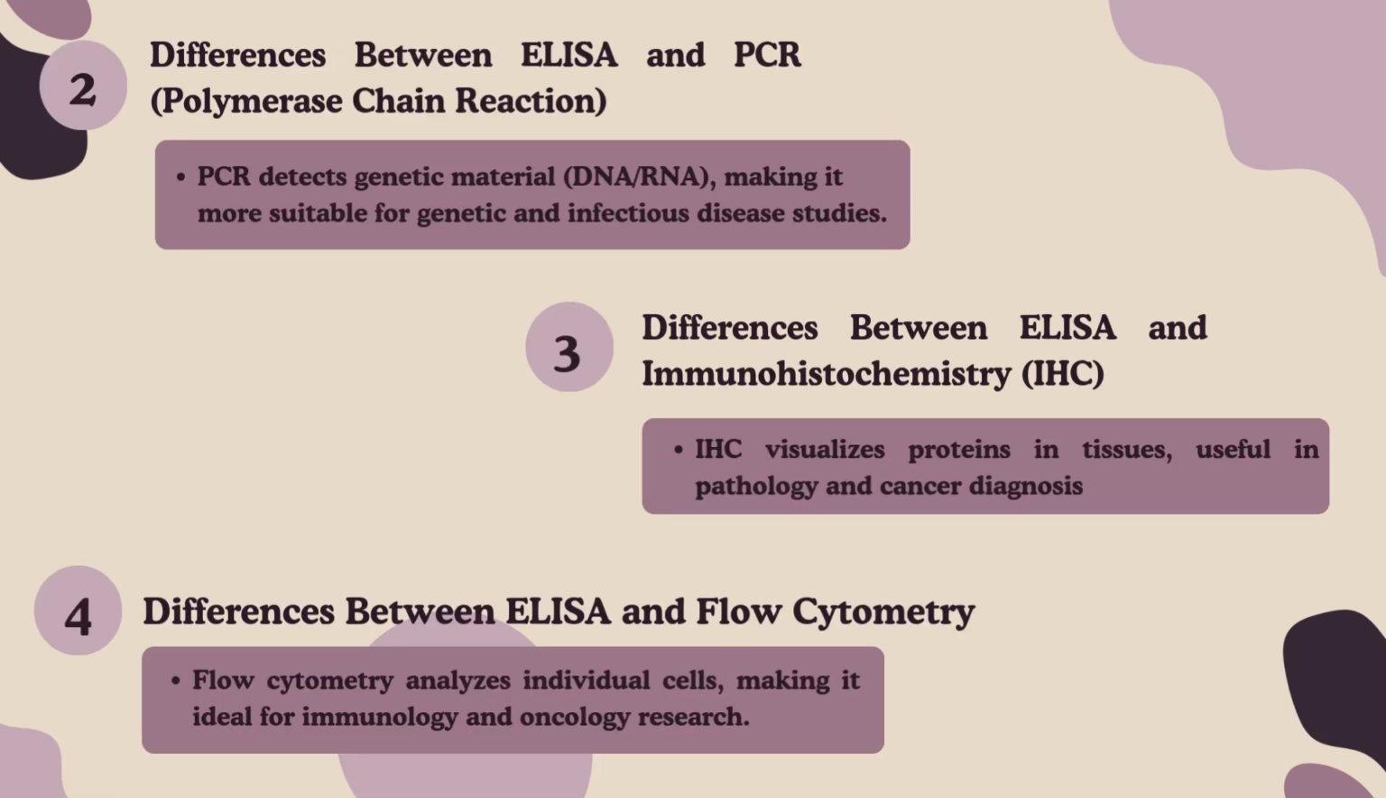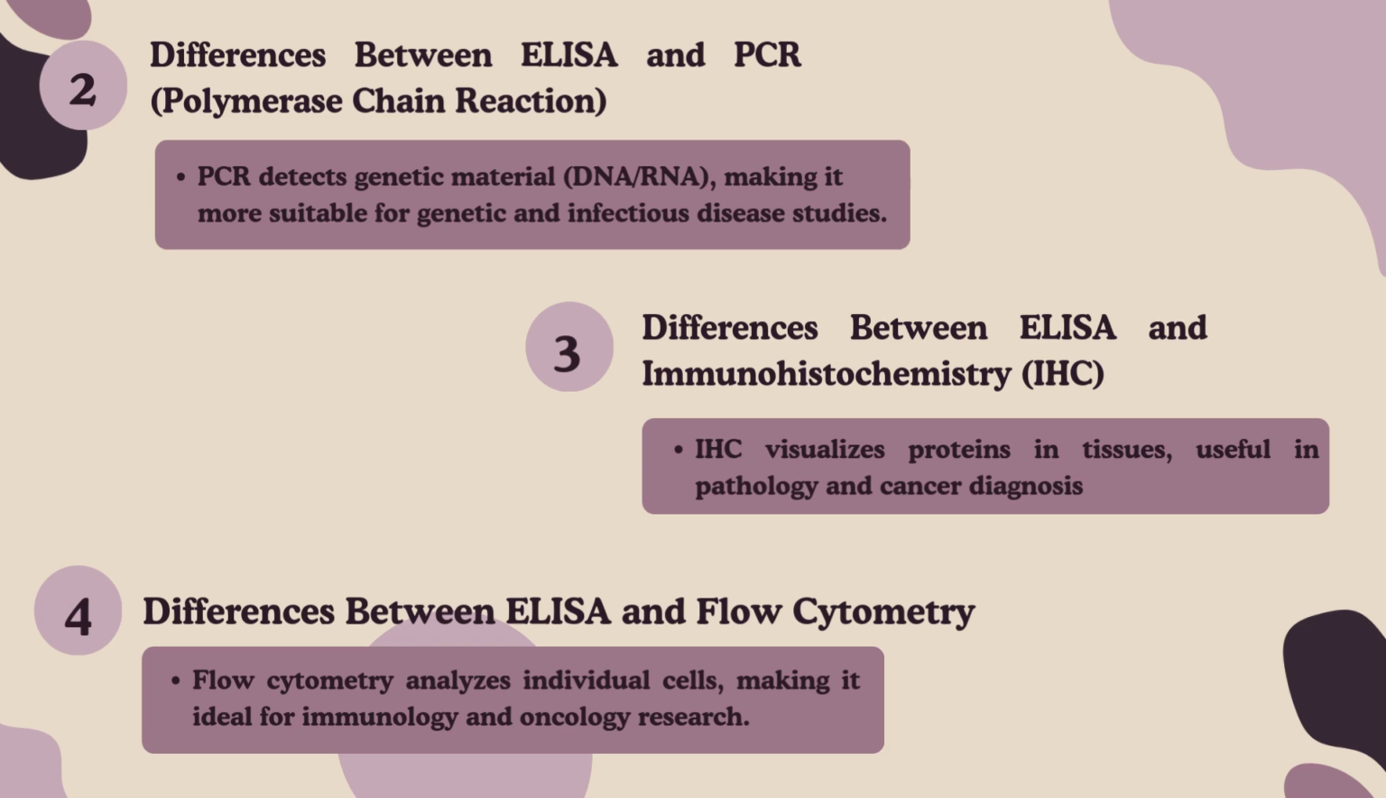The second one is differences between ELISA and PCR, polymerase chain reaction. PCR is a technique designed to amplify and detect genetic material, such as DNA and RNA. This makes it more suitable for genetic research and infectious disease detection. On the other hand, ELISA is specifically used for detecting proteins and antibodies in biological samples rather than genetic material.